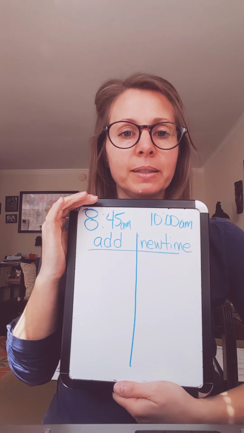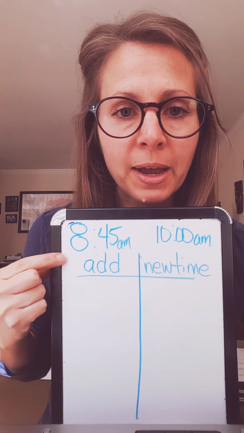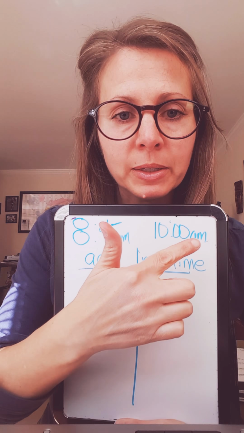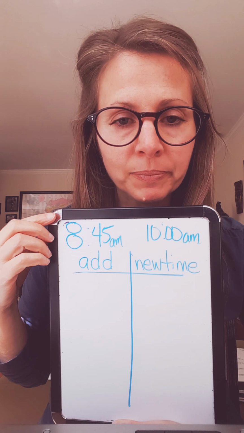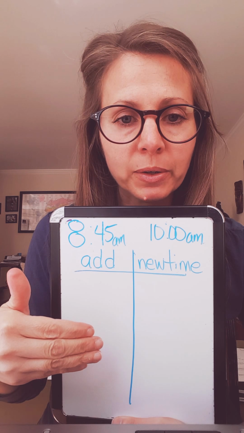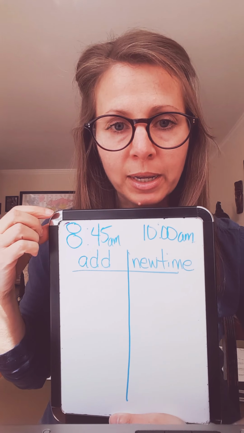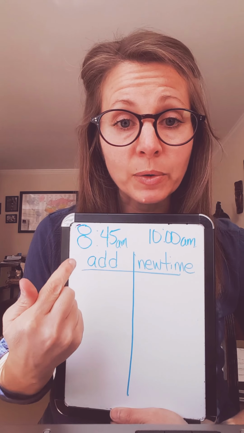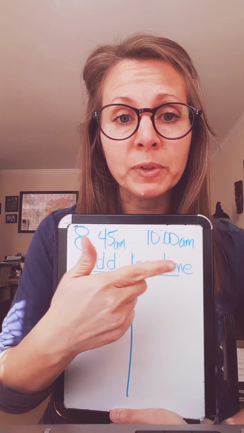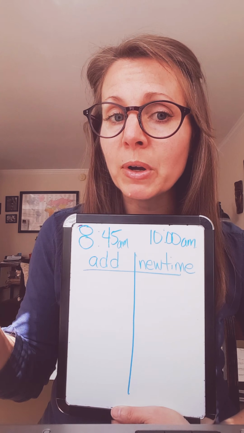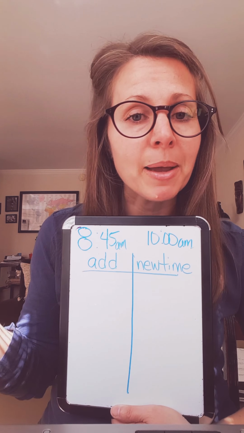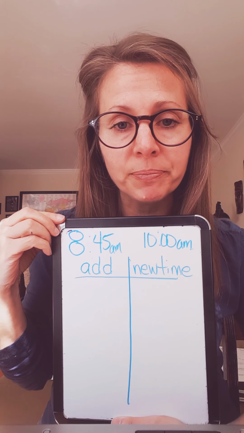Okay, so now let's try to do that second problem together. So hopefully you set it up like this. You put your 8:45 start time, a.m., to 10 a.m. end time, and then you made your T-chart, okay? One side is add, one side is the new time, right? Okay, so the first thing I noticed is that we're in a.m. on both times, so we know we don't have to worry about changing from a.m. to p.m., so that's much simpler this time.